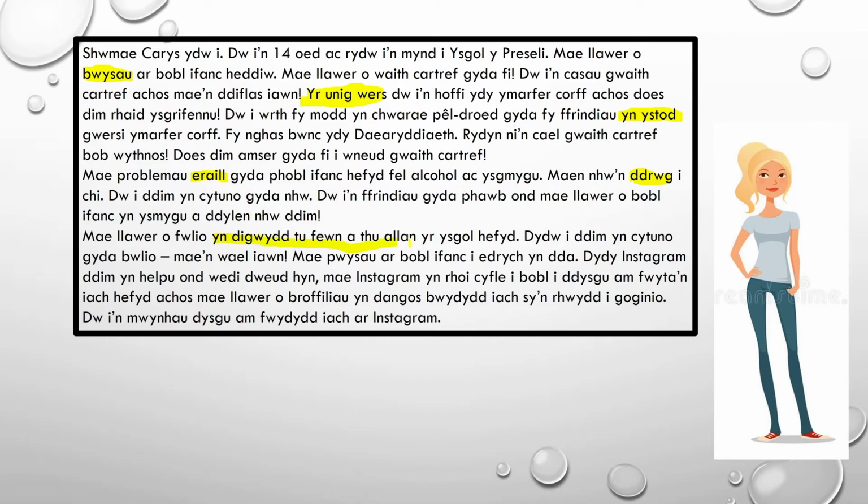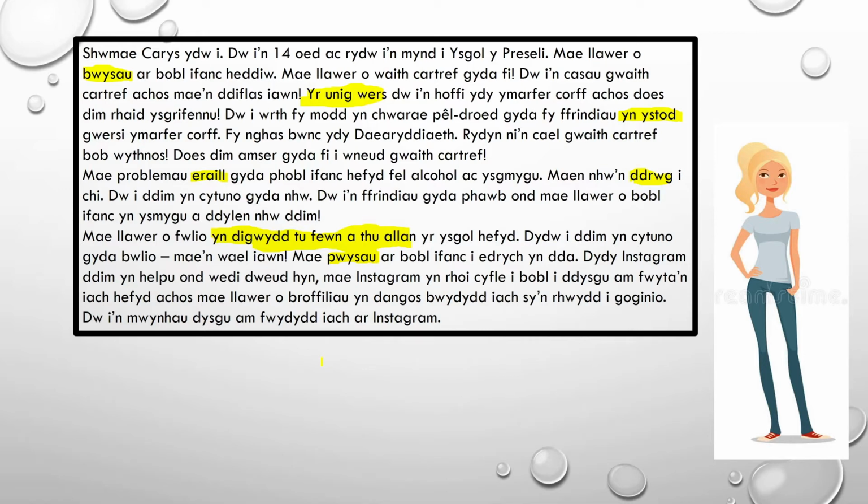So let's highlight a longer phrase this time. Yn digwydd tu fewn a thu allan. Happening inside and outside the school also. Dydw i ddim yn cytuno gyda bwlio. Mae'n wael iawn. Mae pwysau ar bobl ifanc i edrych yn dda. So we're coming across the word pwysau again, but not in its mutated form, as it was earlier. So mae pwysau ar bobl ifanc. There is pressure on young people i edrych yn dda, to look good.